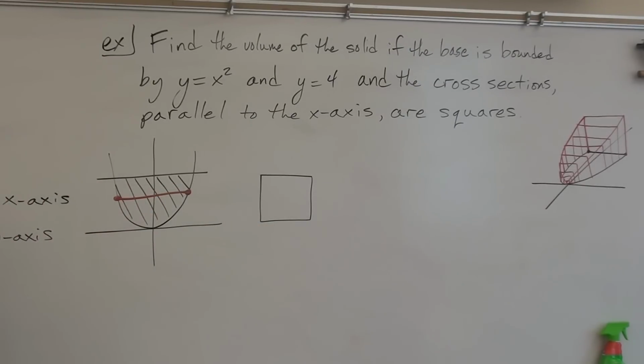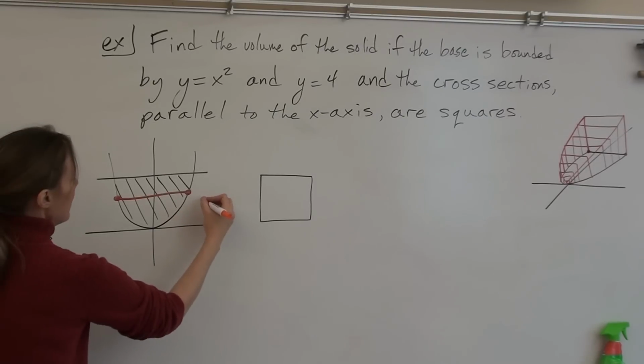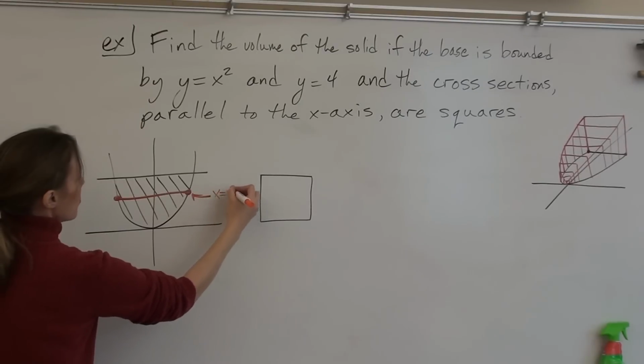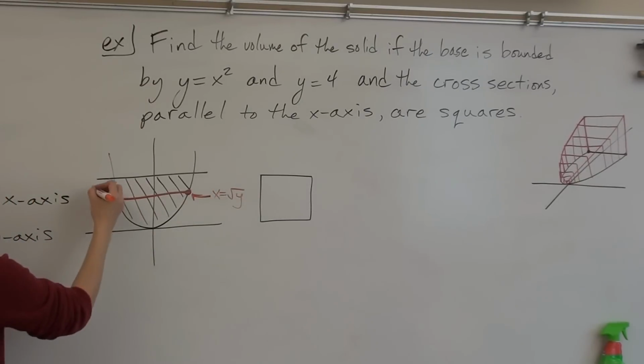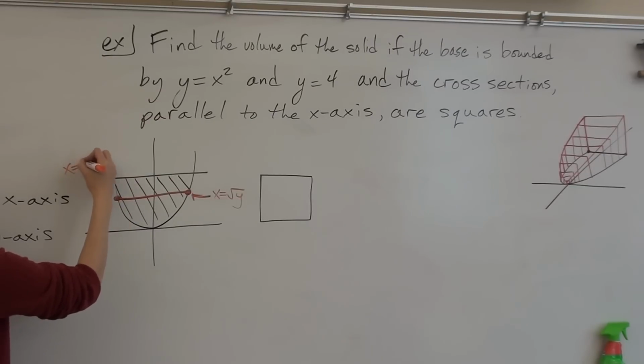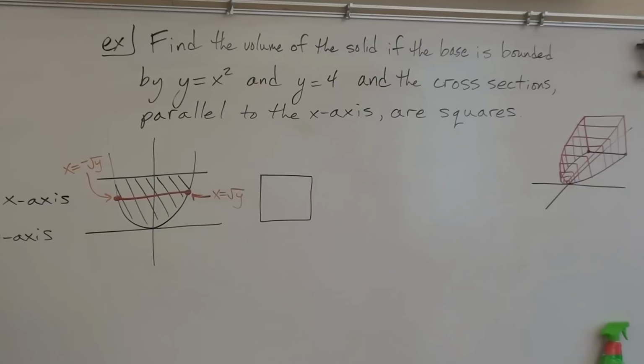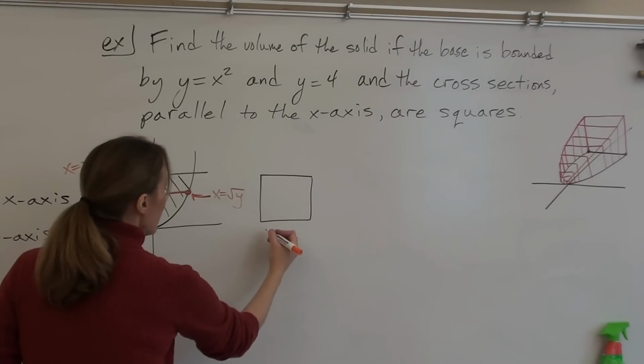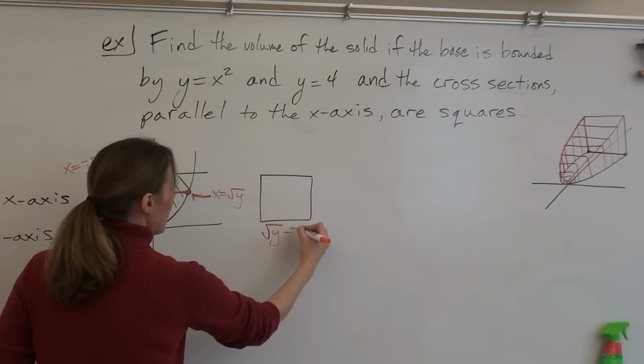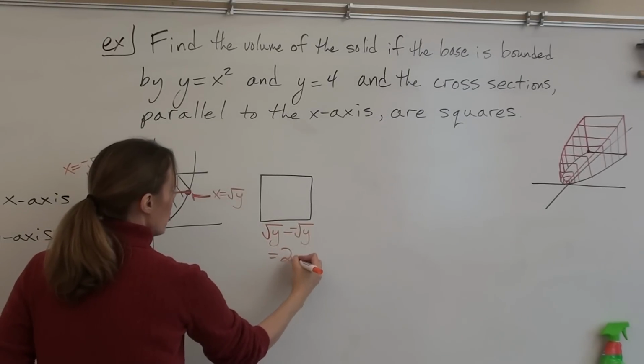Now, since it's dy, we can't have y equals x squared. We have to solve that for x. So what do we get when we solve that for x? Plus or minus root y. So this side would be x equals root y, and this side would be x equals negative root y. And it's right minus left. So would it just be 2 root y? Yes. So the length of our square is root y minus negative root y, which equals 2 root y.